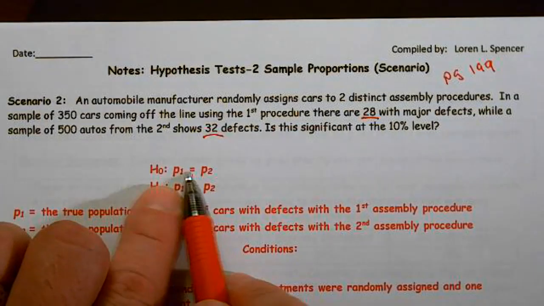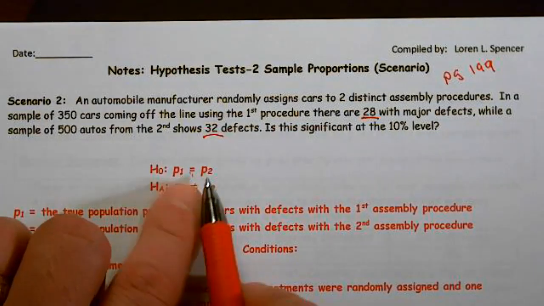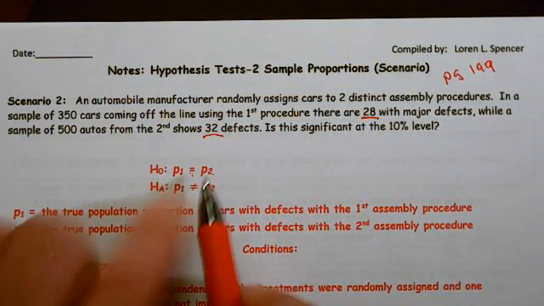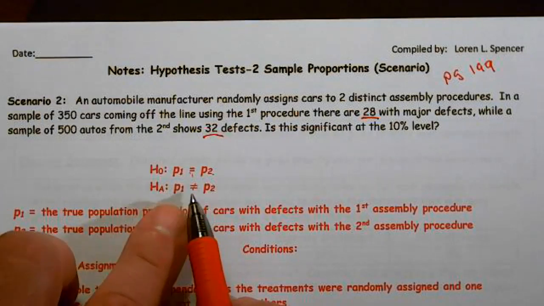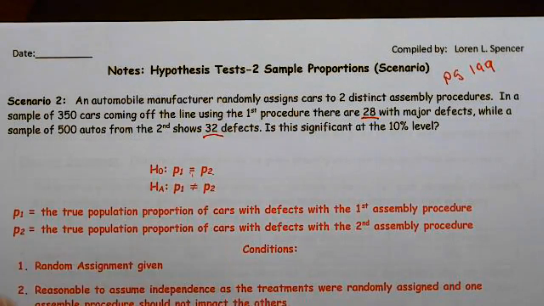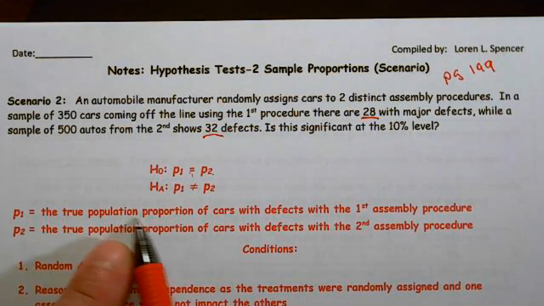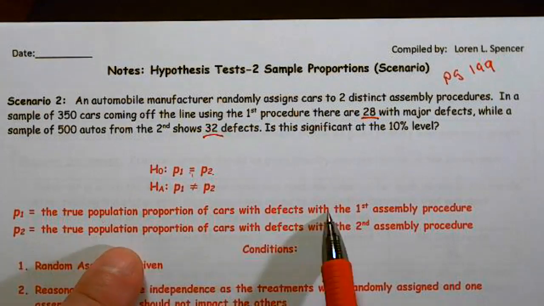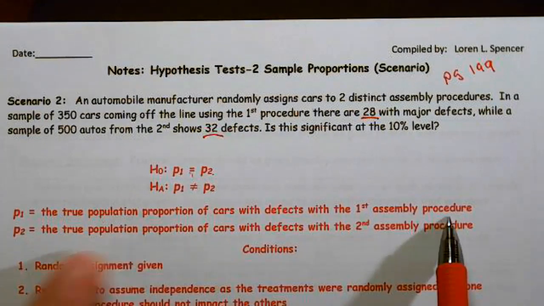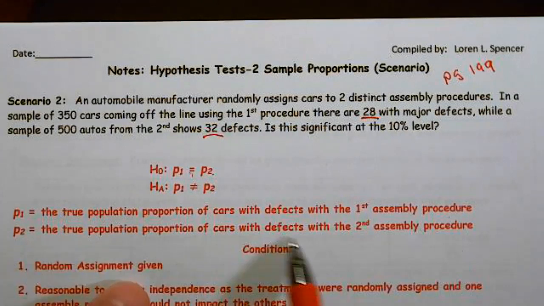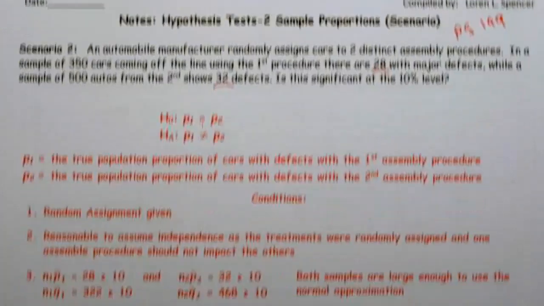So P1 is the proportion of defects from the first process, P2 the proportion of defects from the second process. And they want to know, is this significant? There was no direction given. It didn't say less than or greater than. So we're going to go with not equal to. So the true population proportion of cars with defects with the first assembly procedure, and the true population proportion of cars with defects with the second assembly procedure.